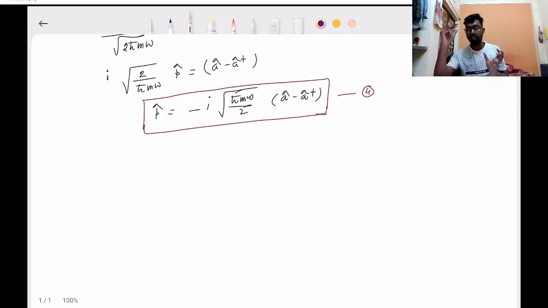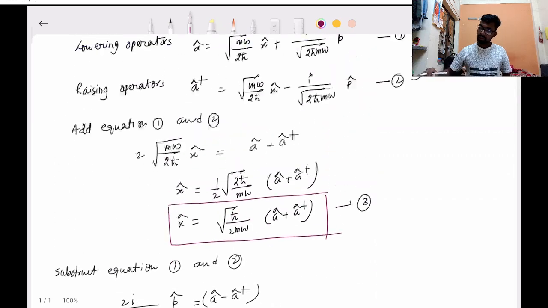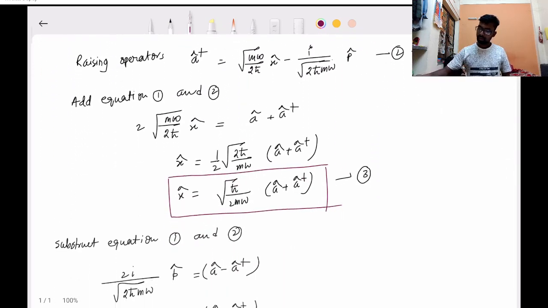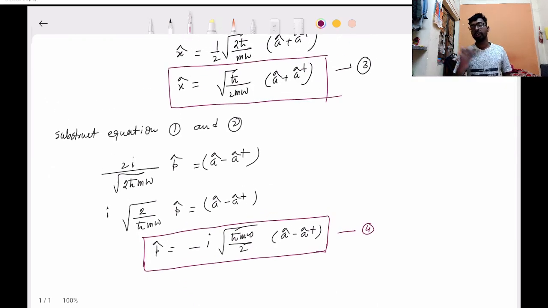So these are the two very important concepts. I think you understand what you will try to learn here. Okay, so these two are the very important cases we discuss here: the position operator in terms of lowering and raising operators, and the momentum operator in terms of lowering and raising operators.